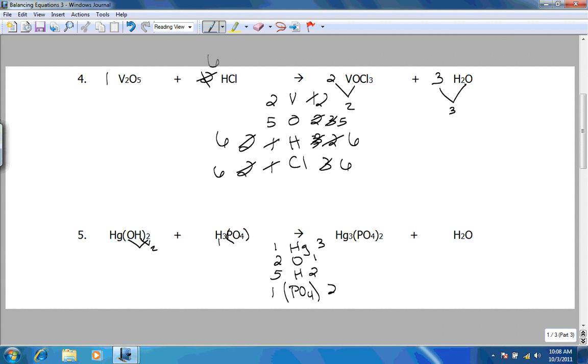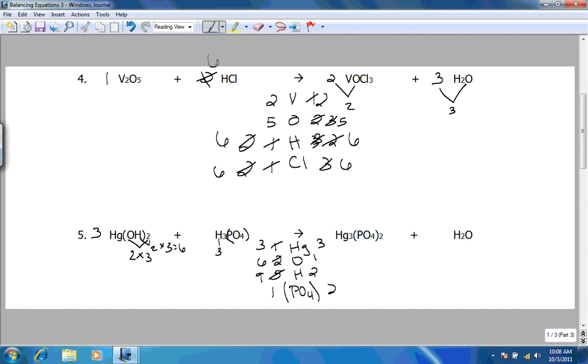Okay, so let's start with the mercuries. I have 3 on the left. I'm going to multiply mercury hydroxide by 3 in order to make that balanced. In the process, I had 2 oxygens here, and now I'm multiplying that by 3, so now I actually have 6 oxygens. And the same with the hydrogens. I had 2, but I multiplied it by 3, so that means I have 6 here, but I have 3 more here, so that means I actually have 9 hydrogens now.